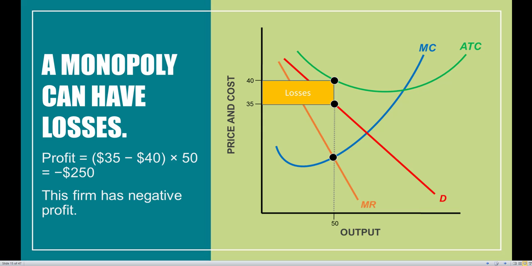If price is bigger than ATC, we are making profits. If price is less than ATC, the firm is going to be making some type of losses. Same shutdown conditions are going to apply. If price is bigger than AVC, continue on with operations with losses. If price is below AVC, then go ahead and shut down the firm. And then finally, situation number 3, if price is exactly equal to ATC, then the firm is earning 0 economic profits or normal profits.